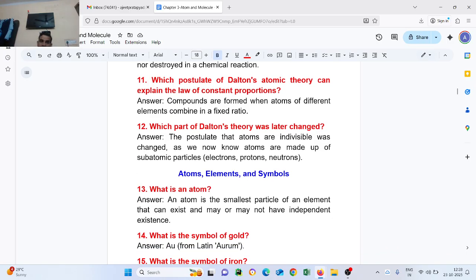Now move to the next topic: atom, element, and compound. What is an atom? An atom is the smallest particle of an element that can exist and may or may not have independent existence.